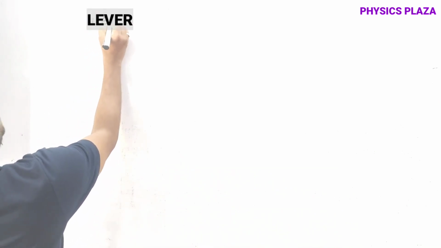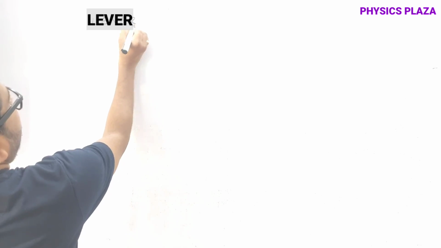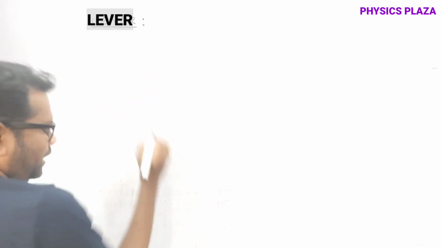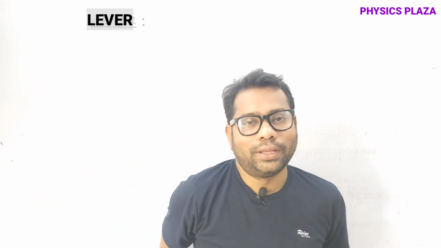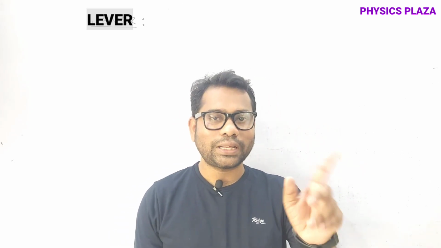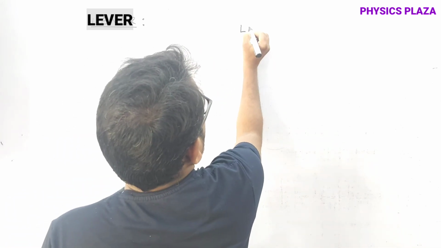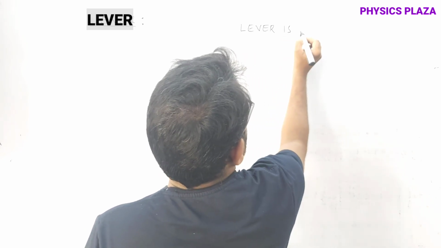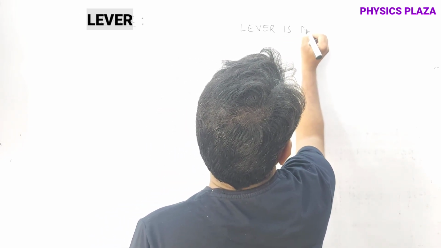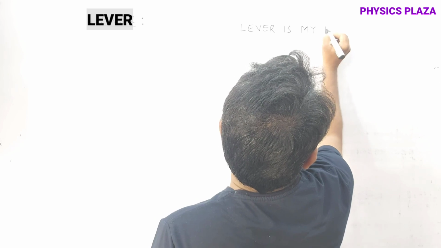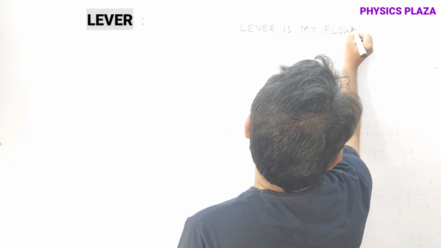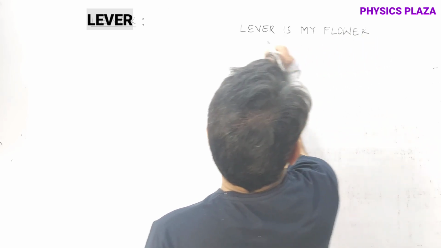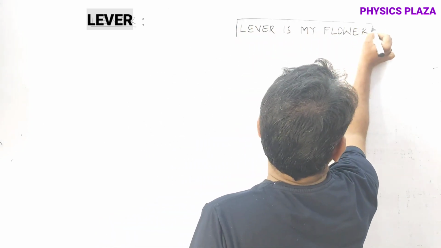So now we will be discussing a lever. Children, it is a lever. I will tell you one important mantra. You remember it, so that you can remember all types of levers easily. What is that? Lever is my flower. Lever is my flower.